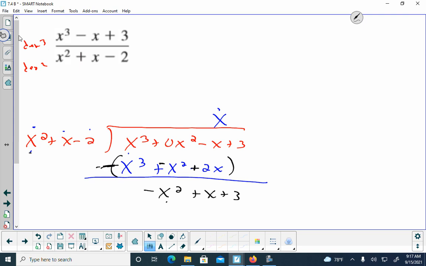Then I ask myself, what do I have to multiply x squared by to get negative x? And you should say negative 1. So now I'm going to multiply everything by a negative 1. So all these signs will change. So there'll be negative x squared minus x plus 2.